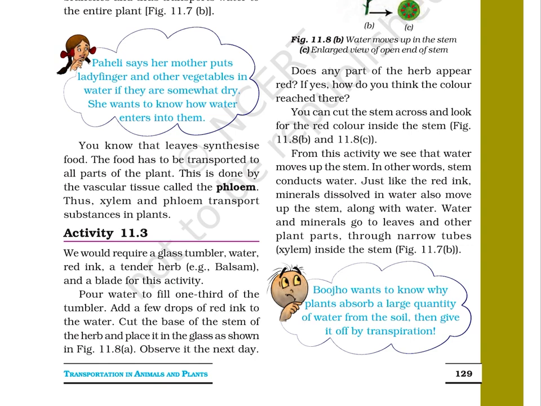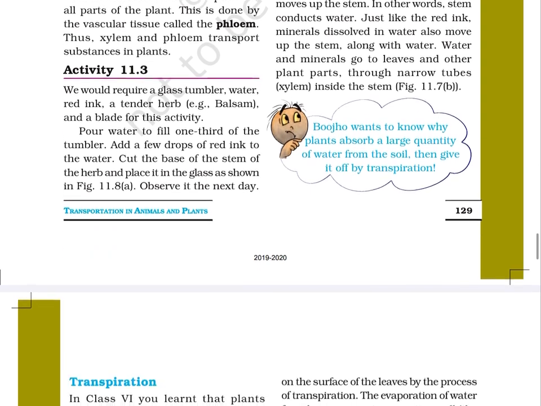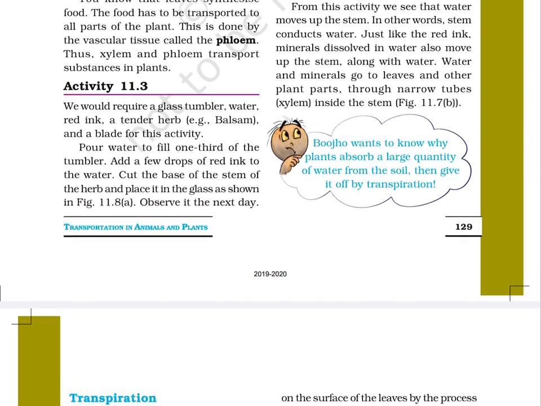Activity 11.3. We would require a glass tumbler, water, red ink, a tender herb, example, balsam, and a blade for this activity. Pour water to fill 1/3 of the tumbler. Add a few drops of red ink to the water. Cut the base of the stem of the herb and place it in the glass, as you can observe in figure 11.8a. Observe it the next day.